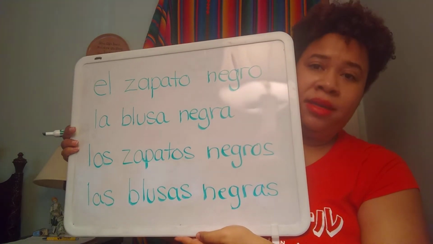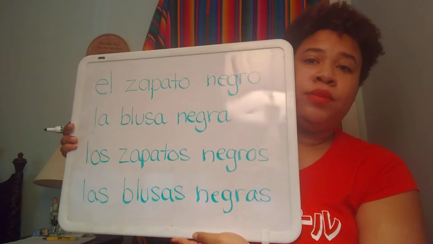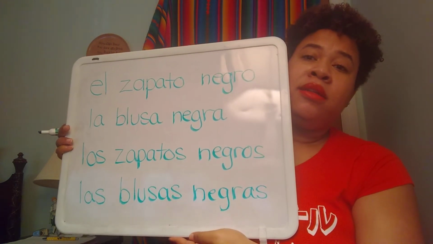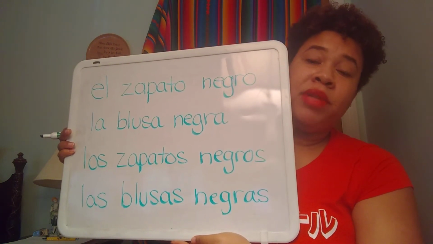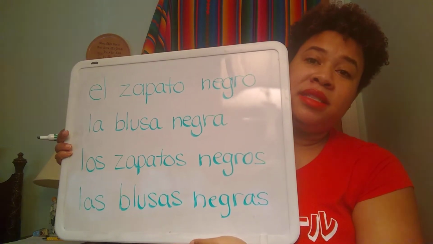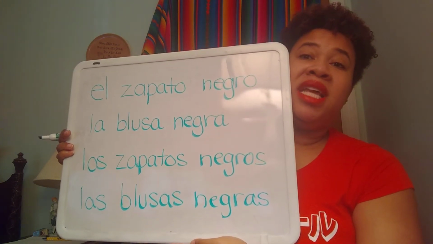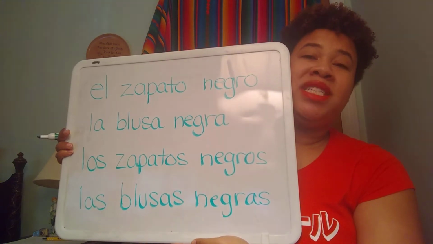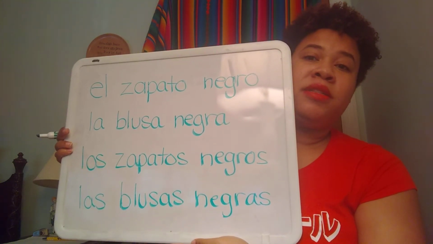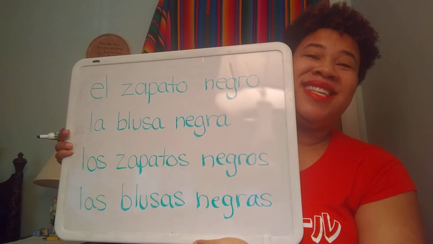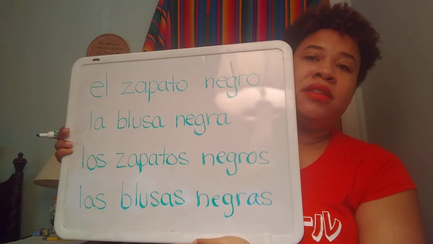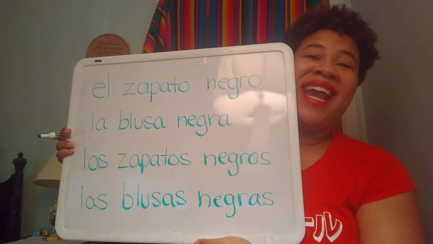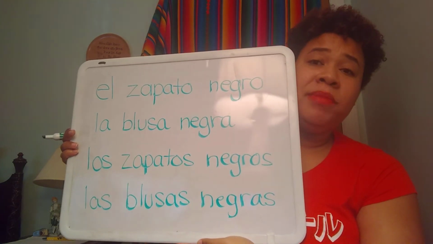the color black, which in Spanish is negro. And there are 4 different kinds of black. There is masculine singular black, which is spelled negro. There's feminine singular black, which is negra. There's masculine plural black, which is negros. And there's feminine plural black, negras. They all mean the same thing.